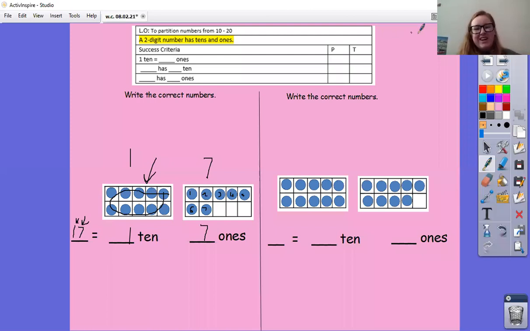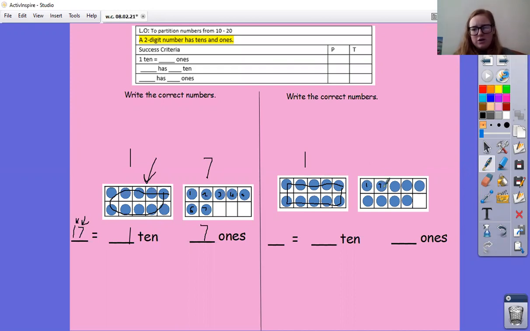Okay, let's have a look then. So how many complete tens frames do I have? Well, I can see 1 full tens frame here, 1 complete tens frame, and that's it. So I have 1 ten because I have 1 complete tens frame. How many ones do I have? Well, this tens frame is not full, so this is my ones. And how many ones do I have?